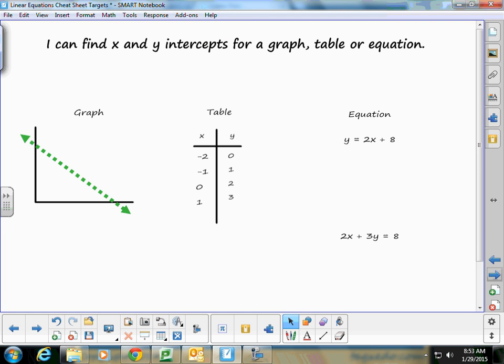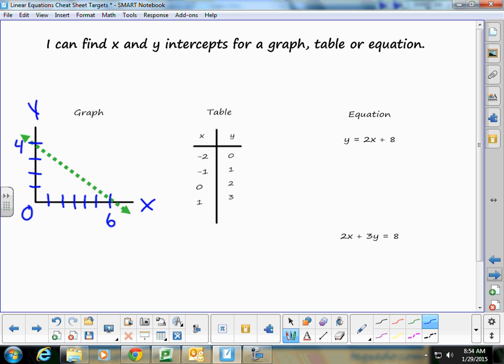Finding x and y intercepts for a graph, table, or equation. On a graph, this one doesn't have numbers on it. Say I do number them. 1, 2, 3, 4, 5, 6, we'll say. And 1, 2, 3, 4, we'll say. You know this is your x-axis. You know this is your y-axis. Your x-intercept is where you cross the x-axis. On this line, you are always on 0 for y. You are currently crossing at 6 for x.